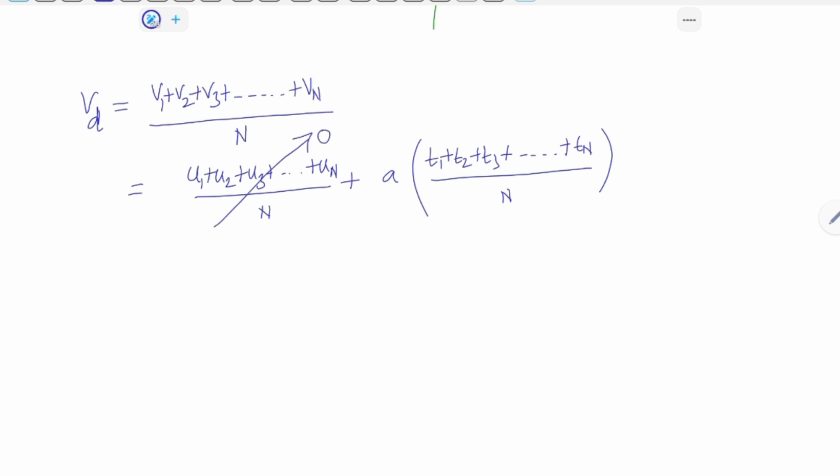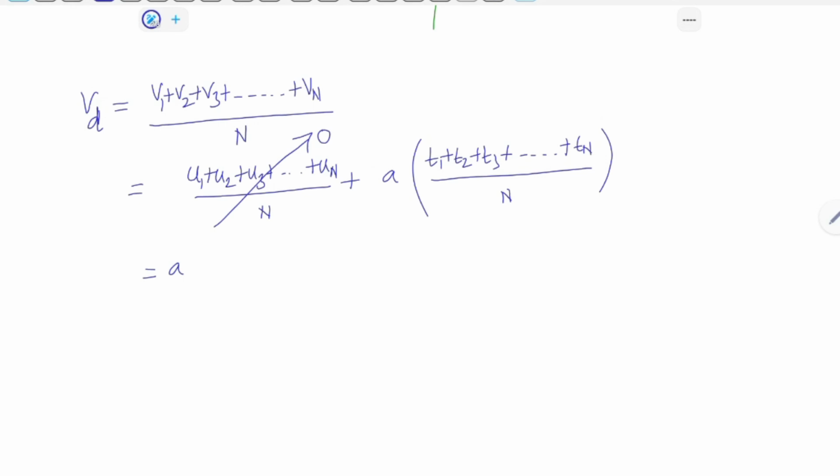Why? Because all these are the velocities attained by the electron after colliding with the positive ion. Because these velocities are in random directions, the summation of all these velocities is zero. And let me go to the second term. The second term contains acceleration, and the term inside the bracket gives us the average of different times.